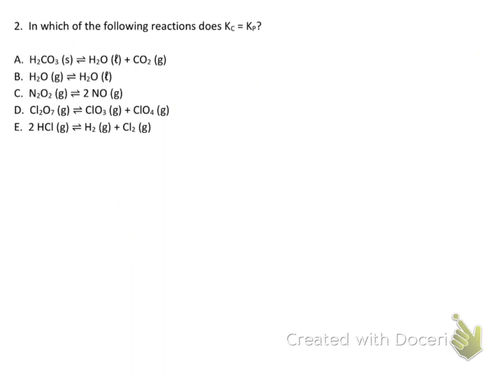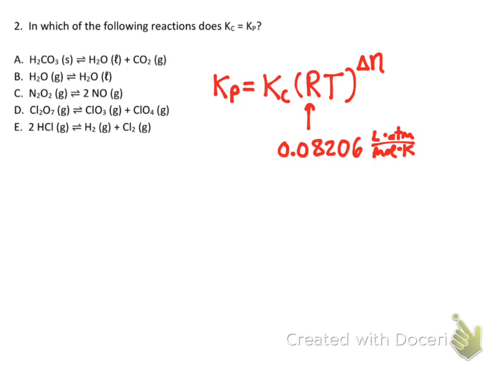This question poses, in which of the following reactions does Kc equal Kp? And in order to answer this, we need to consider the relationship. Kp, the equilibrium constant with respect to partial pressures for reactions involving gases, is equal to Kc, the equilibrium constant with respect to concentrations, times RT to the delta N, where this is the one time in the course we're going to be using this version of the gas constant R, 0.08206 liters atmospheres per mole Kelvin, because this is a PV = nRT relationship here. And delta N is the moles of gas in the products of the reaction minus the moles of gas in the reactants.